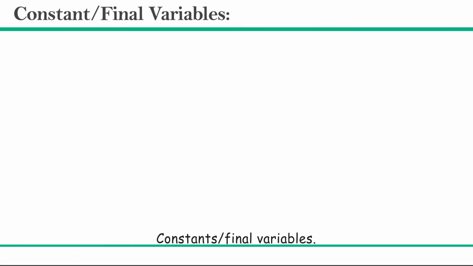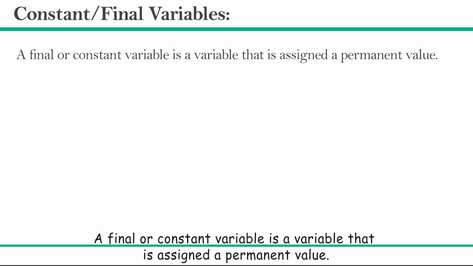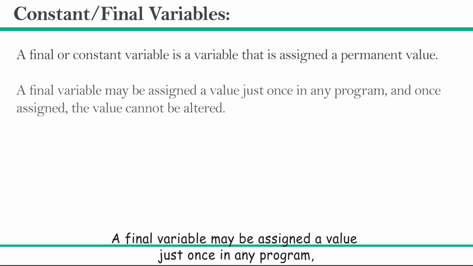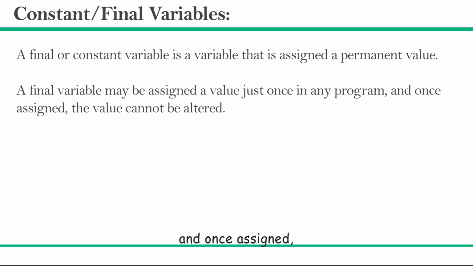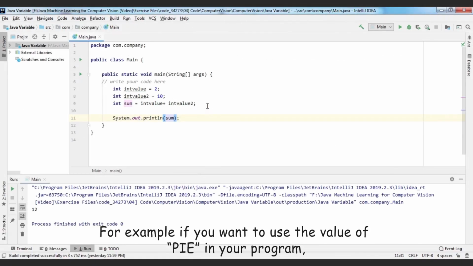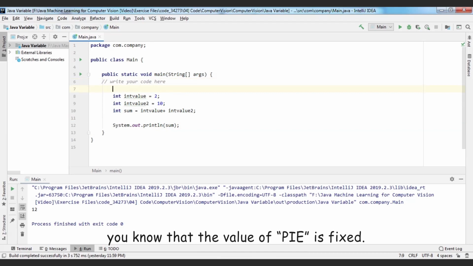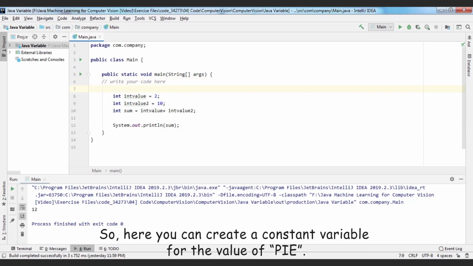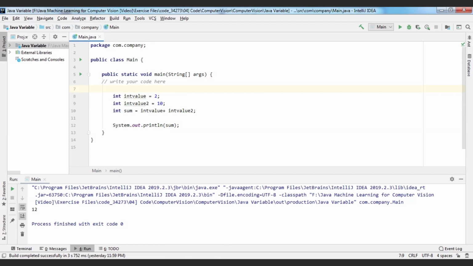Constants or final variables. A final or constant variable is a variable that is assigned a permanent value. A final variable may be assigned a value just once in any program, and once assigned, the value cannot be altered. In Java, you use the keyword final to denote a constant. For example, if you want to use the value of pi in your program, you know that the value of pi is fixed. So, here you can create a constant variable for the value of pi.